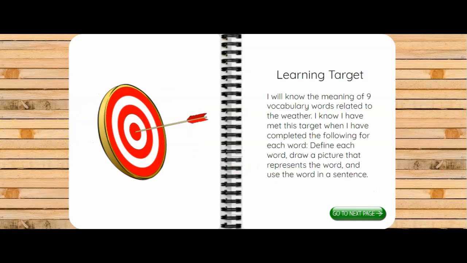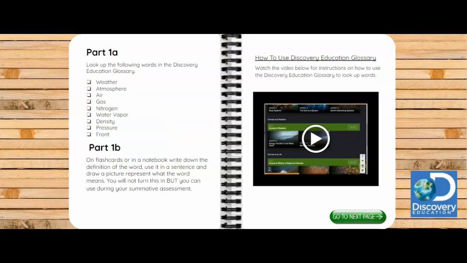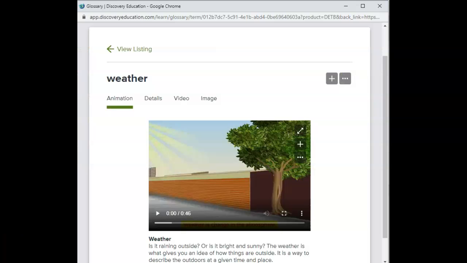Let's go to the next page and look at our learning target. It says, I will know the meaning of 9 vocabulary words related to the weather. I know I have met this target when I have completed the following for each word. So you're going to define each word. You're going to draw a picture that represents the word and use the word in a sentence. So you're going to look up these words in the Discovery Education Glossary.